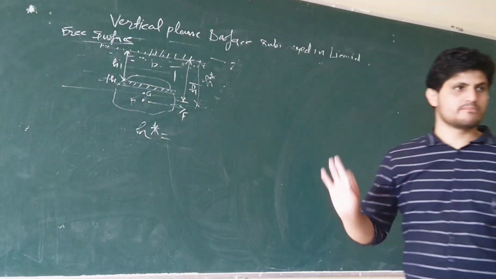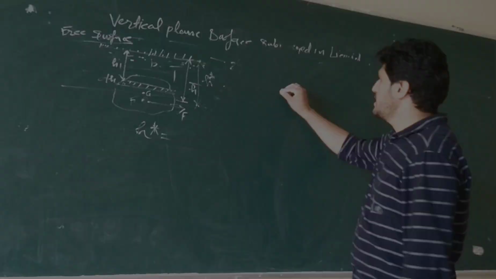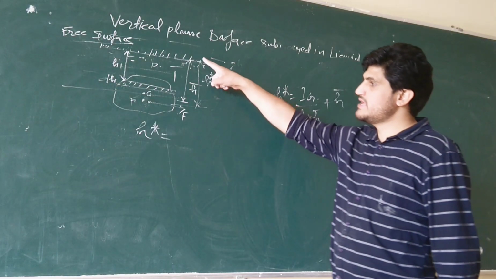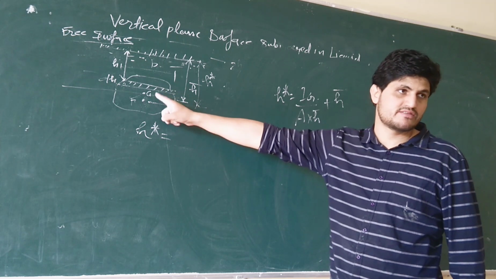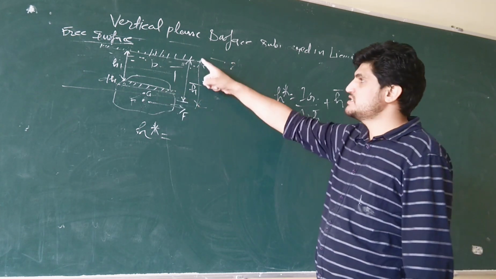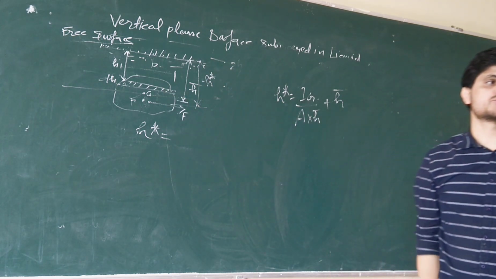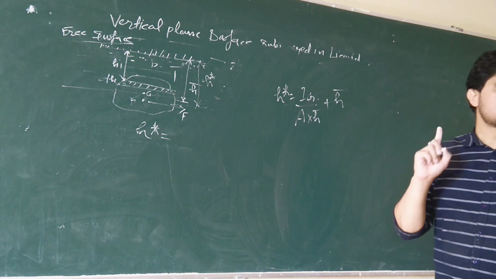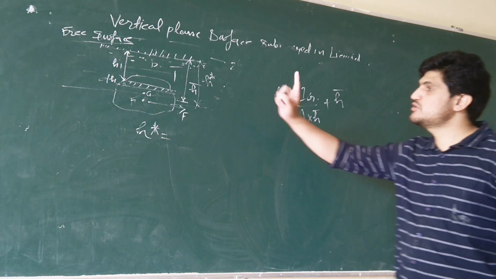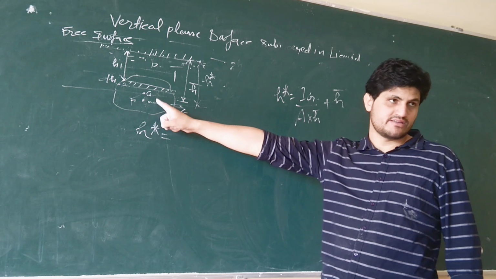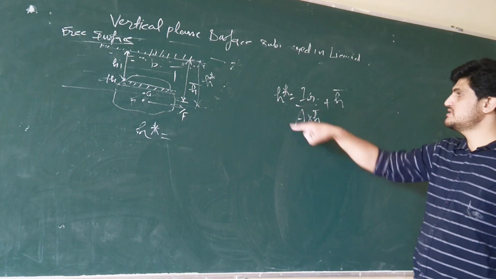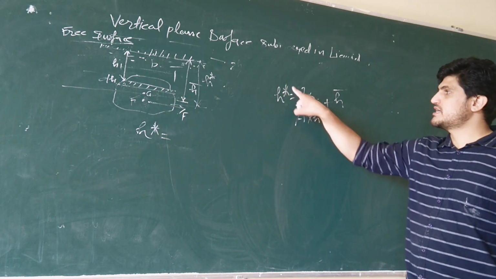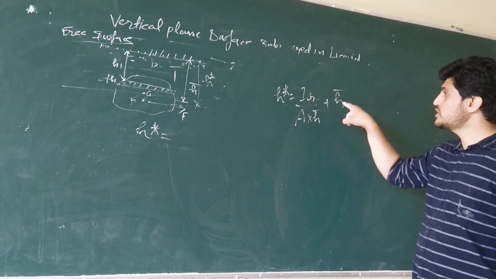Okay. From here, I can conclude that H star will always lie below the center of gravity. This is important. Okay. What is H star? H star is the center of pressure. So the center of pressure always lies below your center of gravity. Why? You can see in the figure. What is the value of H star? H star is coming more than H bar.